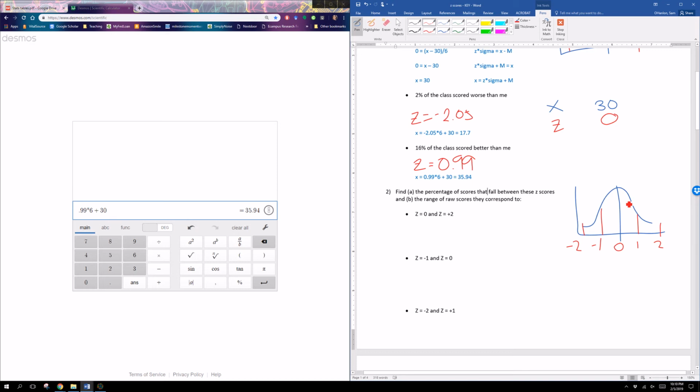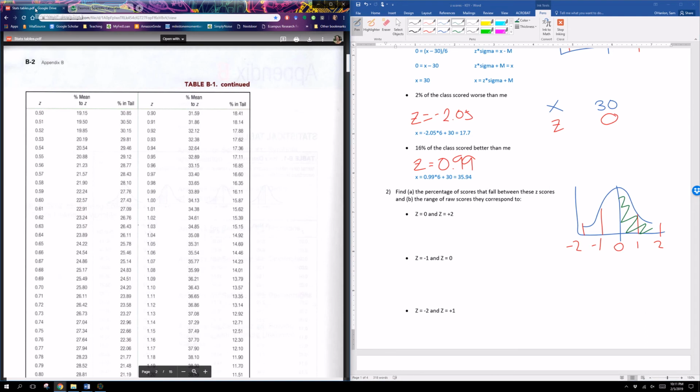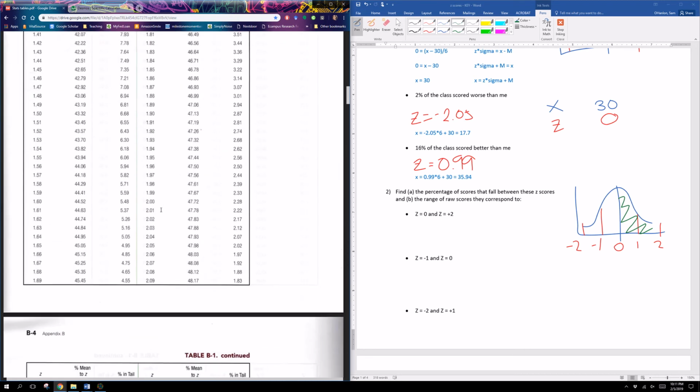So find the percentage of scores that fall between these z-scores. First we're asked for between 0 and 2. So that is this region. To do this, we go over to our table and we find a z-score of 2. This is the percent in the tail. This is the percent between that cutoff and the mean. So this is the part we want. So here we've got 47.72.